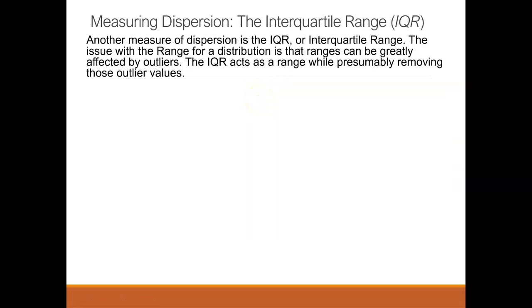Another measure of dispersion is called the interquartile range. We abbreviate that as IQR. I will probably never write out the words interquartile range; I will always just write the letters IQR. This is another measurement of dispersion, and we'll also use it to classify outliers.